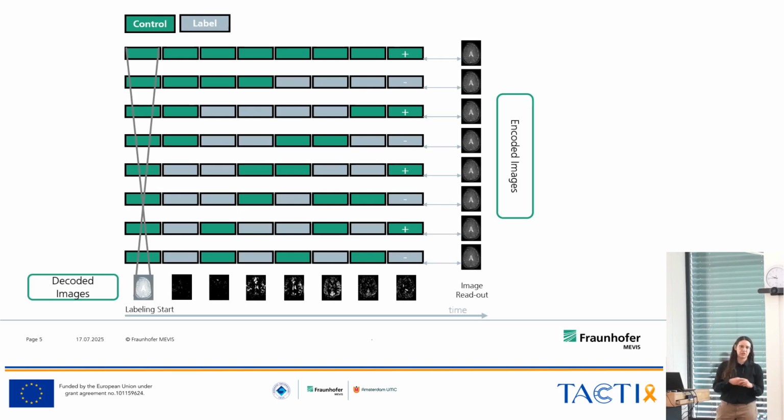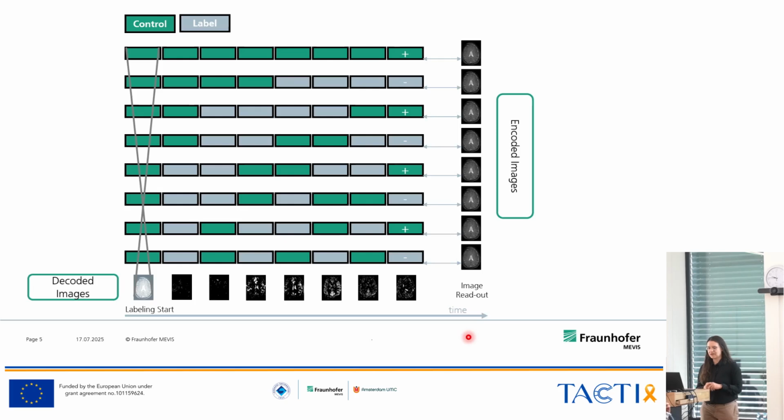And what we do is, whenever there's a +1 in this matrix, we send a control pulse. And whenever there's a -1 in this matrix, we send a labeling pulse. So, for example, in the second row, we would send 4 control pulses and 4 labeling pulses, give the blood a chance to travel into the brain, and then acquire our image. And we do the same with a different scheme for every one of these time-encoded images. And now we have these 8 time-encoded images, and we somehow need to get to our perfusion signal.